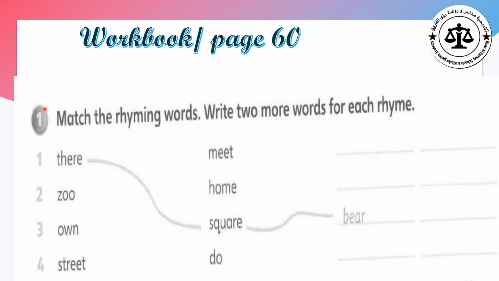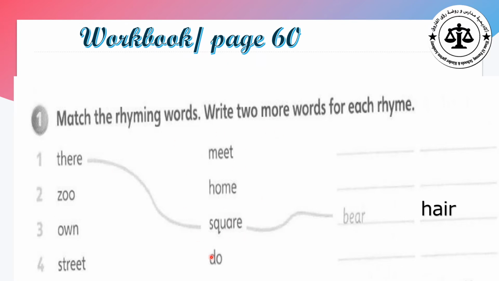And now we want to move to workbook page 60. Question number 1. Match the rhyming words. Write 2 more words for each rhyme. Here we have to match the words that have the same rhyme together and give other examples with the same rhyme. Like number 1. There, square, bear. Can you give me another example with the same rhyme of these 3 words? Excellent. Like hair.